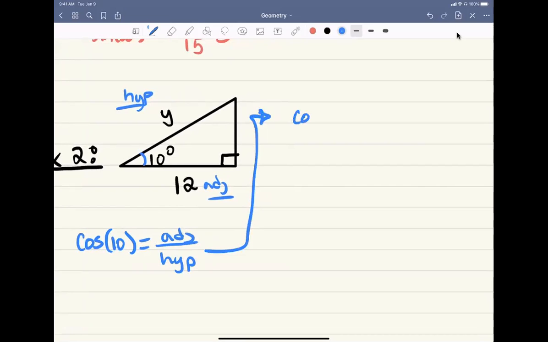So that means that our cosine of 10 is going to be equal to our adjacent side, which is 12, divided by our hypotenuse, which is y, right? And now we gotta solve for y.